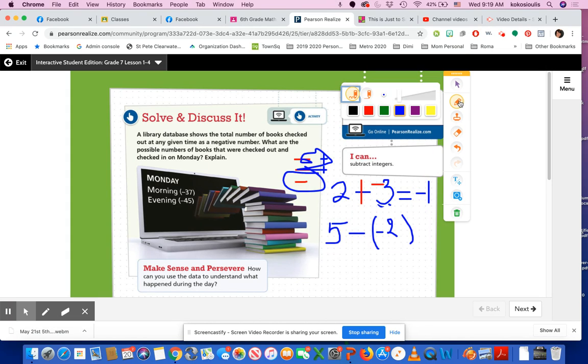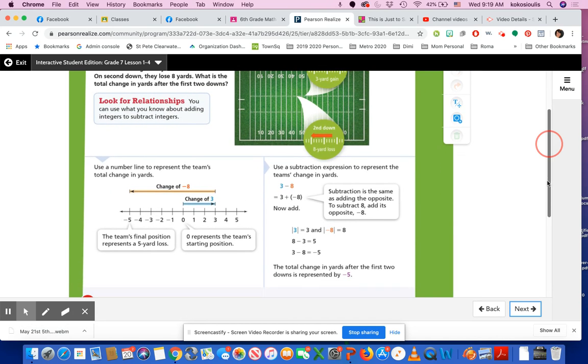Same thing here. You guys know how to do this. I change the minus to plus, and then I change the second sign. So this is a negative, so I'm going to change it to positive. So this, believe it or not, is 5 plus 2. I know that. That's just 7. Okay? So let's try some of these problems. You could see that he's using the number line here, and that's fine.